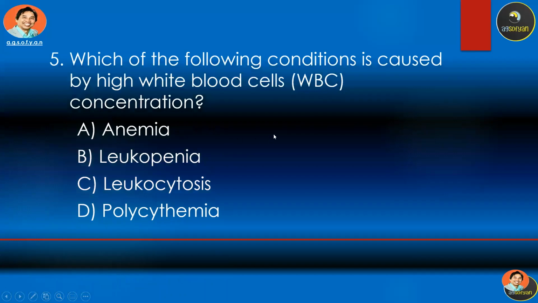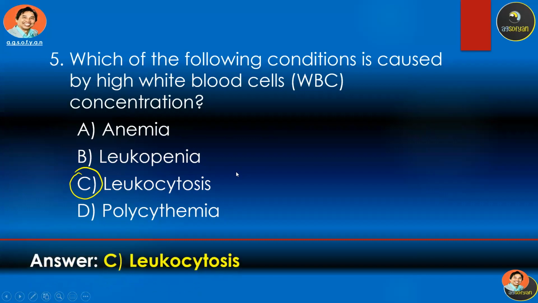Which of the following conditions is caused by high white blood cell concentrations? Choose your answer. And you already know the answer because the previous question actually gives you the clue. So this is going to be the answer: leukocytosis.